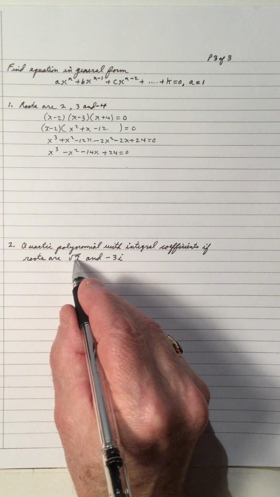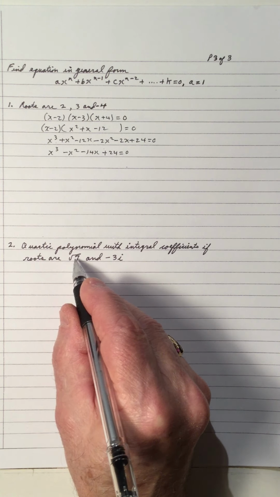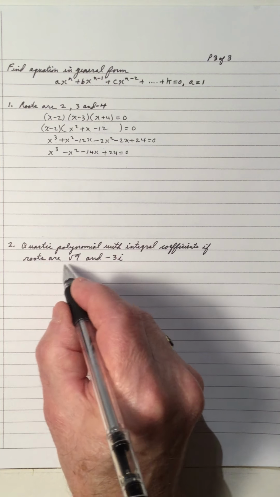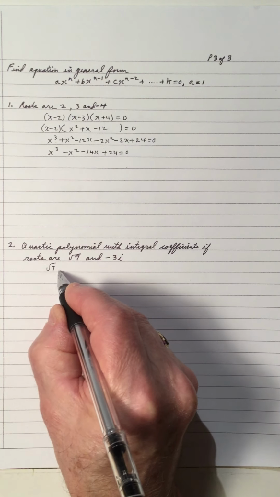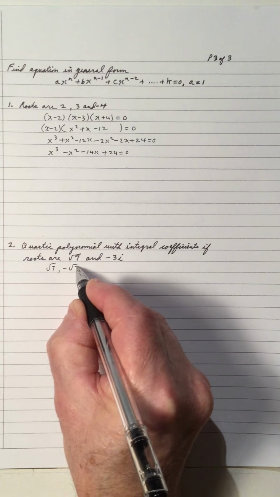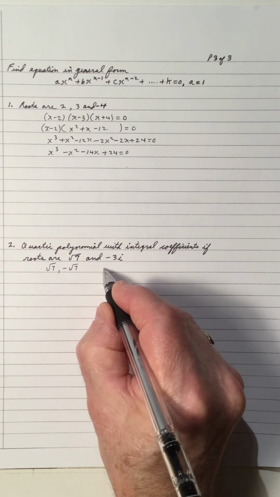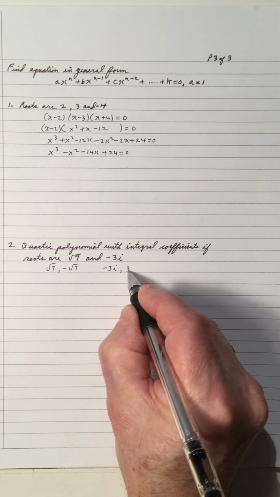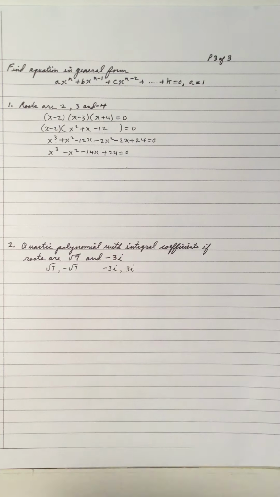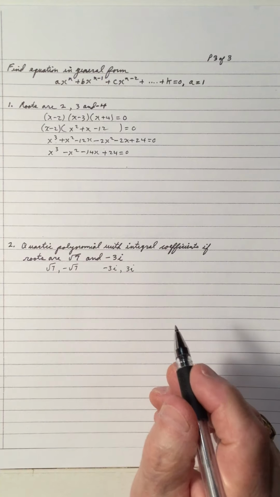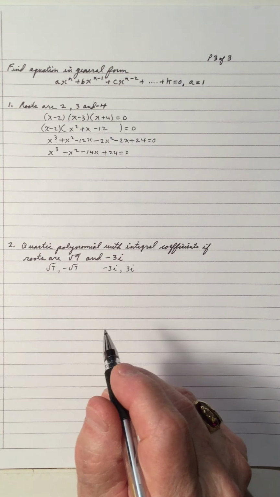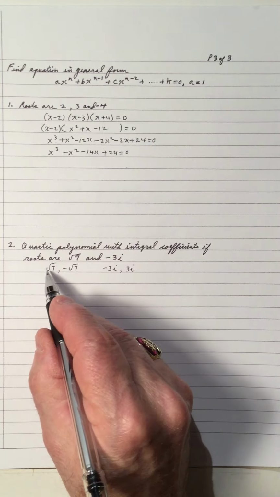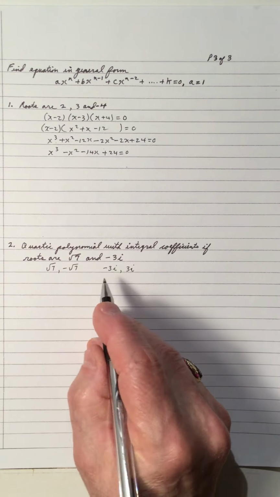So what happens with root 7 is an irrational root. So therefore we got root 7. We also have a negative root 7 because it's plus minus. If we have a negative 3i, which is an imaginary root, we also have a positive 3i because they're conjugates of each other. They come in pairs. Remember the quadratic formula? Negative b plus or minus the square root. So this is the plus and minus. That's the plus, that's the minus. That's the minus, that's the plus.